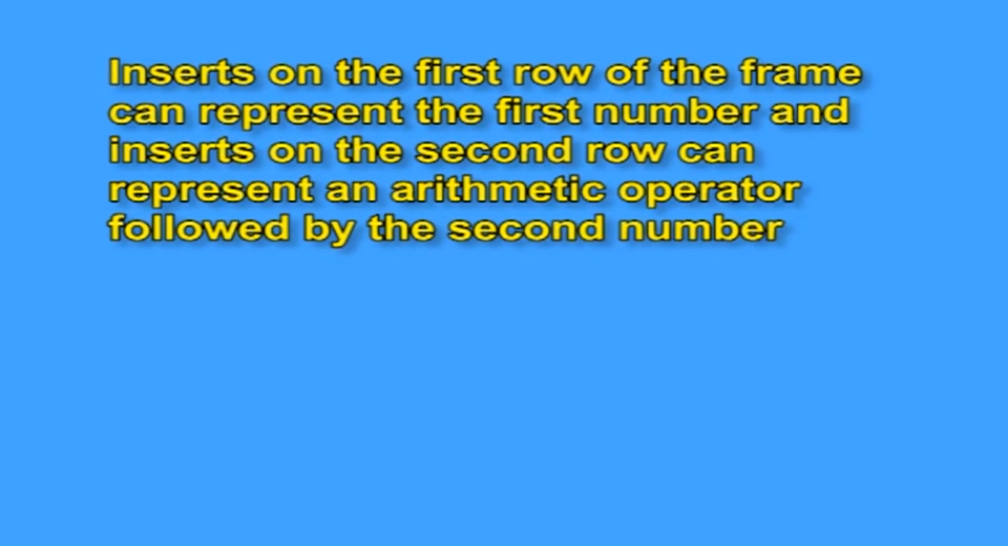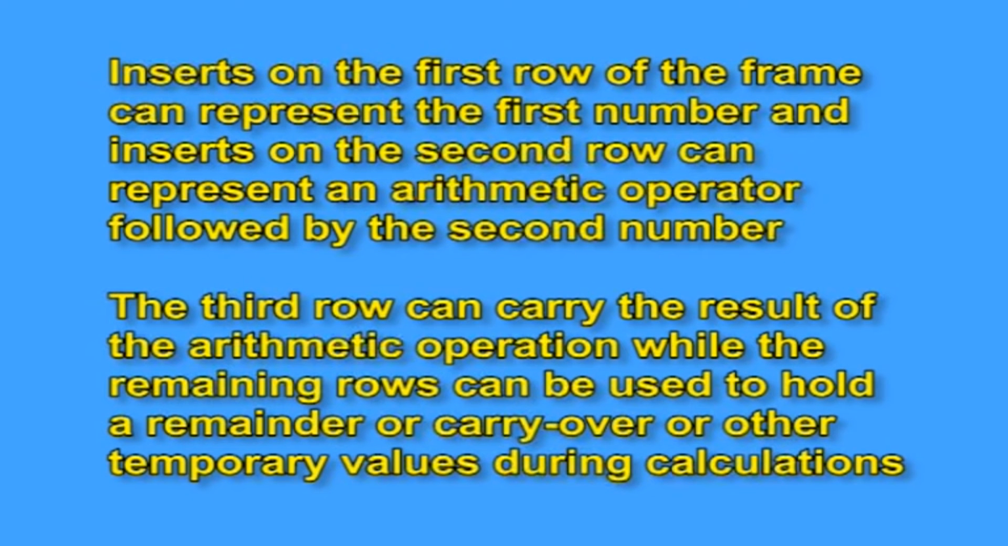Inserts on the first row of the frame can represent the first number, and inserts on the second row can represent an arithmetic operator followed by the second number. The third row can carry the result of the arithmetic operation, while remaining rows can be used to hold a remainder or carry over or other temporary values during calculations.